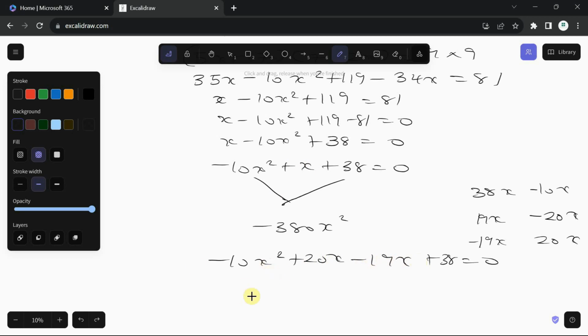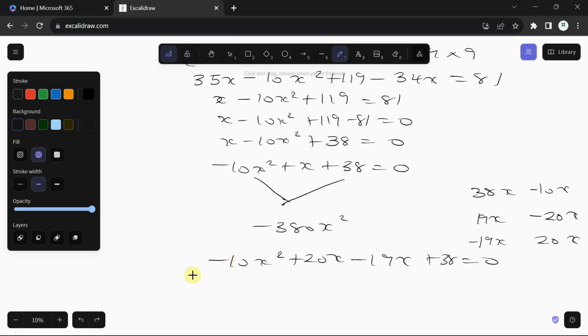Now the next thing we're going to do is collect like terms. We'll collect like terms from these two, and then from these other two, because we have four terms now. What is common in the first two? If I remove the minus, what is common in both of them?